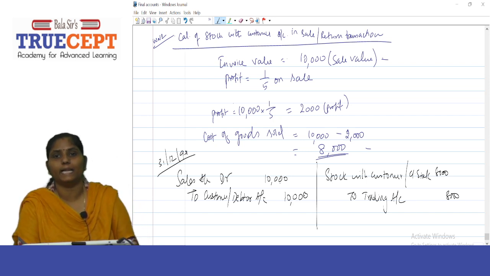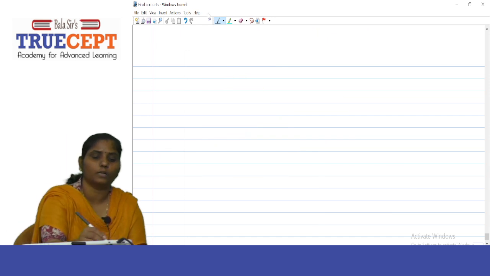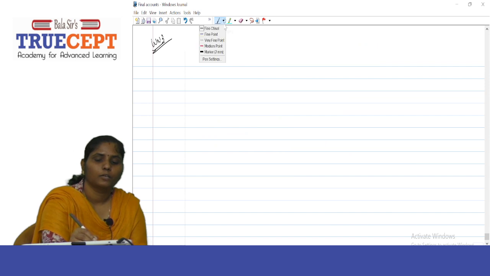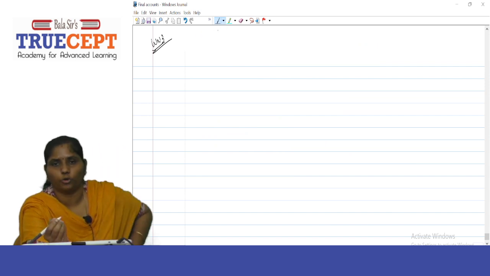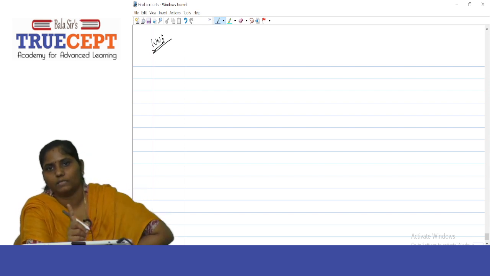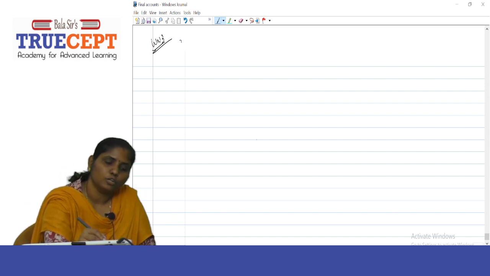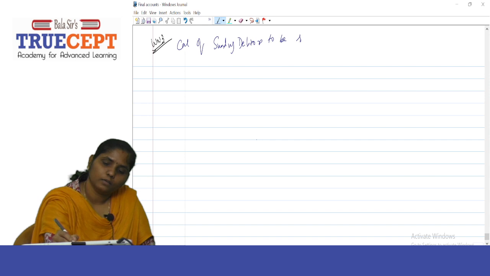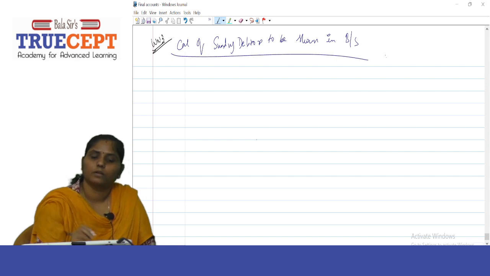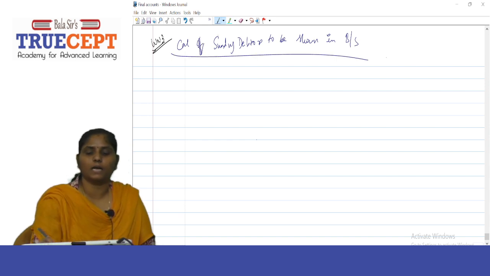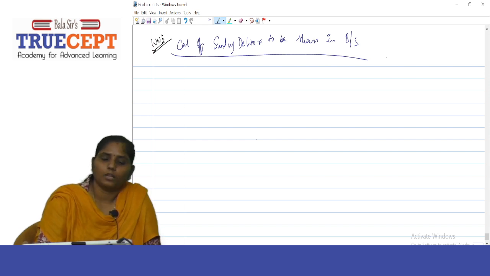So what else needs an adjustment? Very important, the working note number 3. What is that? Your debtors. It needs an adjustment, okay? So what is the value of debtor? What is the value of new provision I have to calculate? How do I present it in the balance sheet? So calculation of sundry debtors amount to be shown in the balance sheet. How do I show?